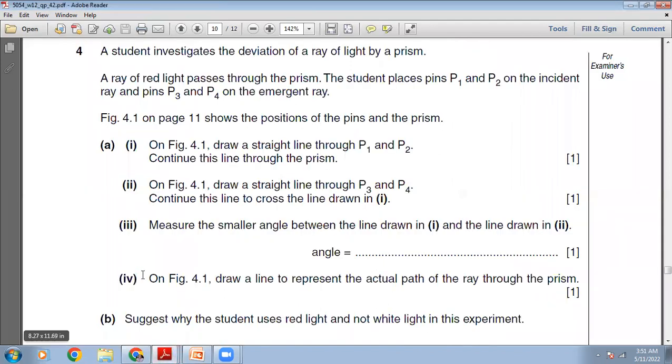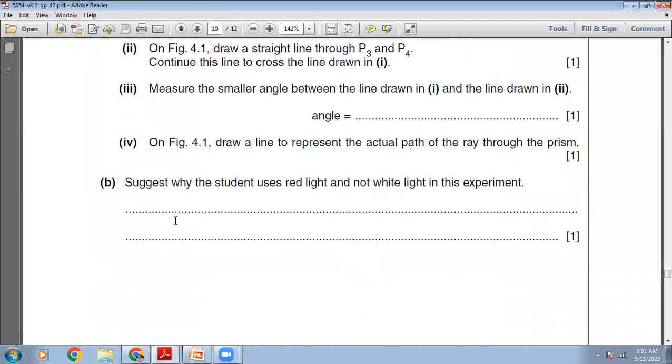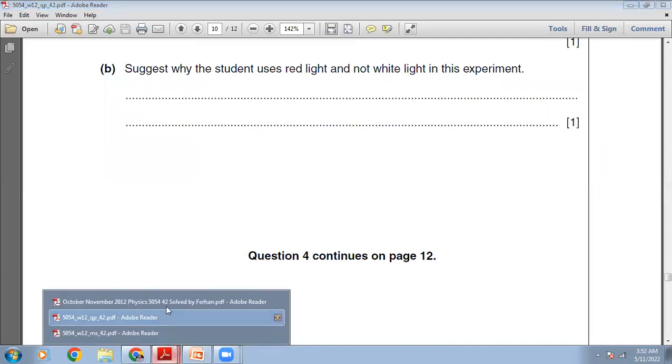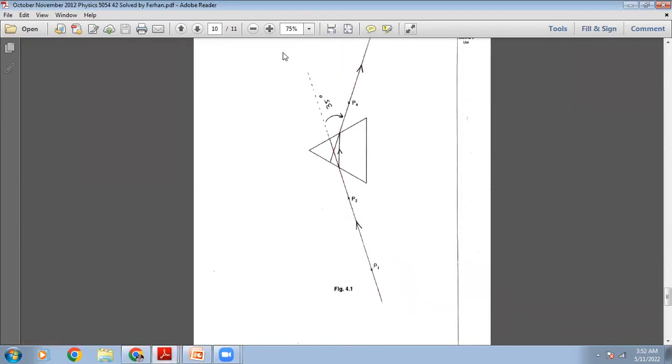Okay. Then he says on figure 4.1, draw a line to represent the actual path of the ray through the prism. And then the question is, suggest why the student uses the red light. Okay, let's first of all do that. Here, how you draw.